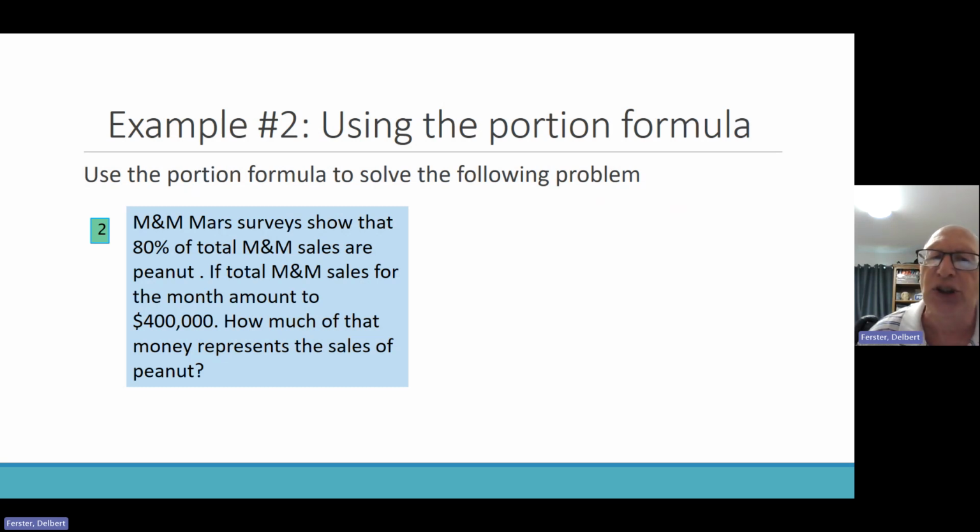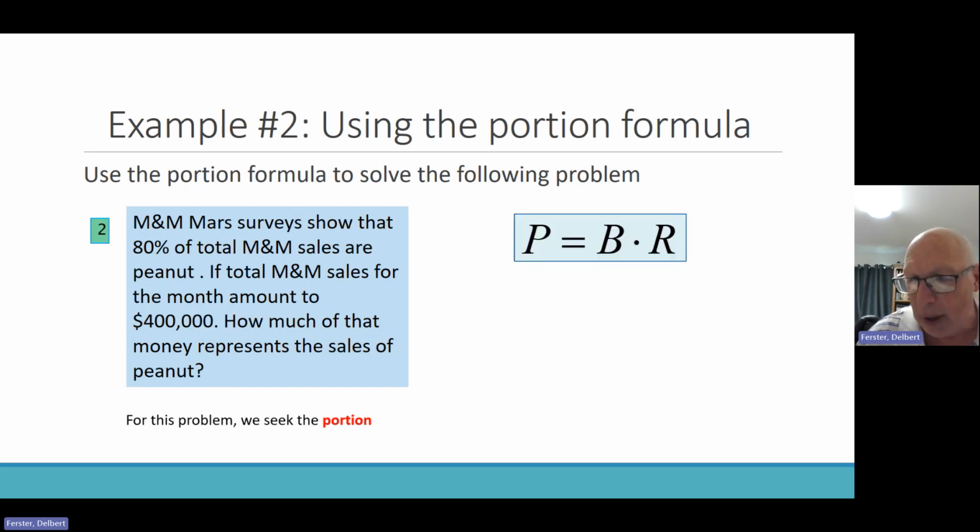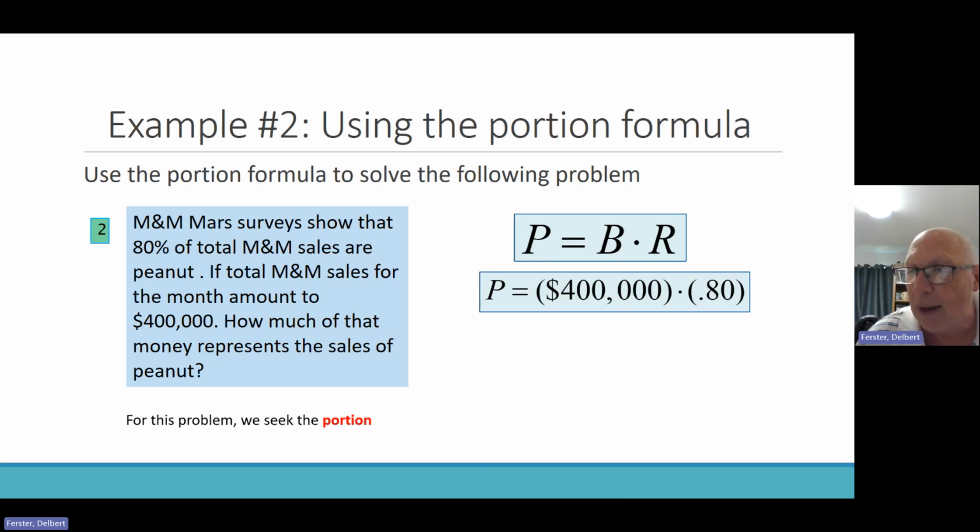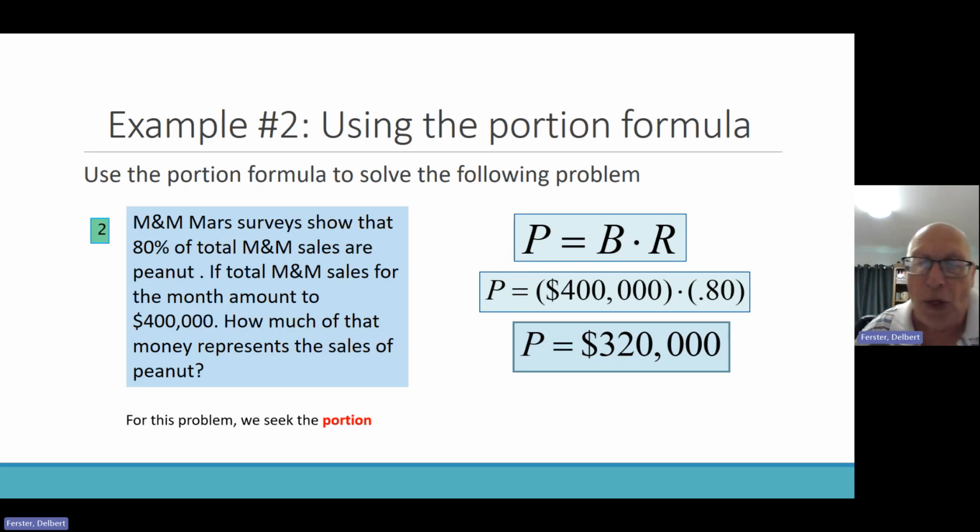All right, an example for us. M&M's has done some research. They realize that 80% of their sales come from sales of peanut M&Ms. And this particular month, their sales amounted to a grand total of $400,000. And the question says, how much of that was peanut? All right, so in this case, you're looking for the portion or the part. So there's your formula. Your unknown is P. So the base is the 400,000 and the rate is 80% as a decimal, 0.80. And it's simply you and your calculator multiplying, and you find out that this month a cool $320,000 of Mars's sales was from the peanut M&Ms. So in that case, we were finding the portion, or the part.